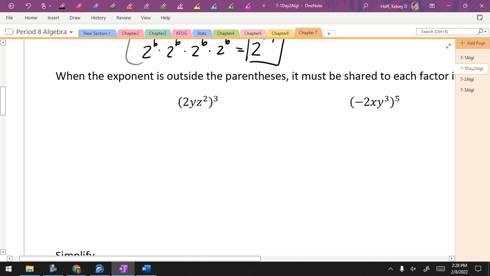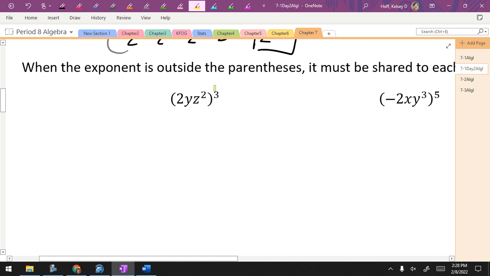So in this case, my exponent of 3 needs to be shared with every separate piece. 2 to the third, y to the third, and z squared to the third.